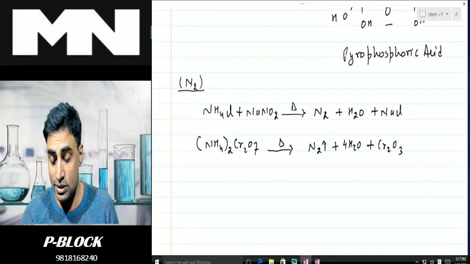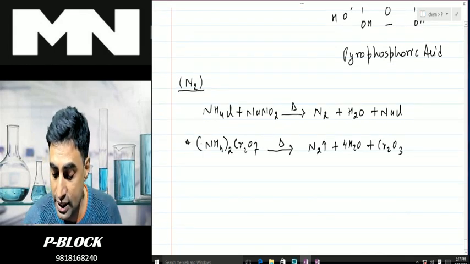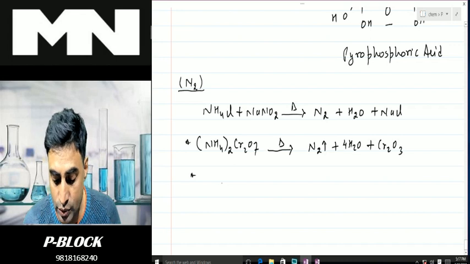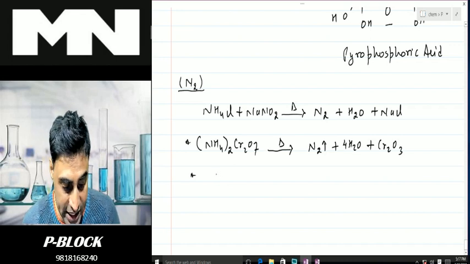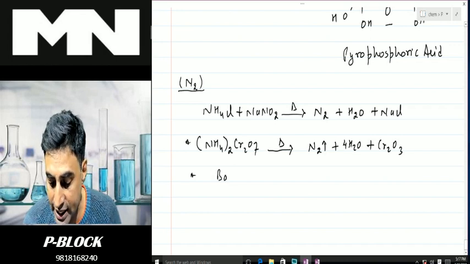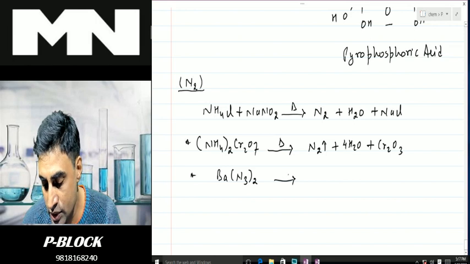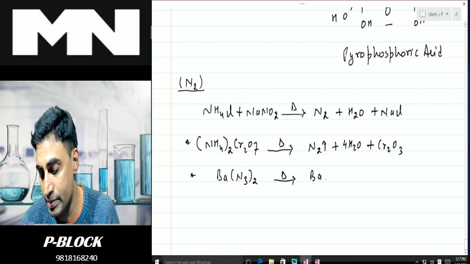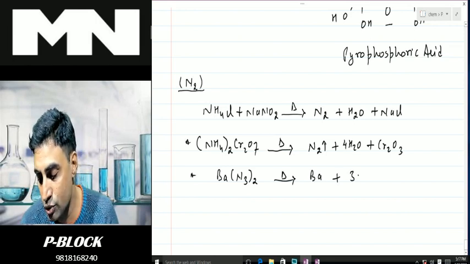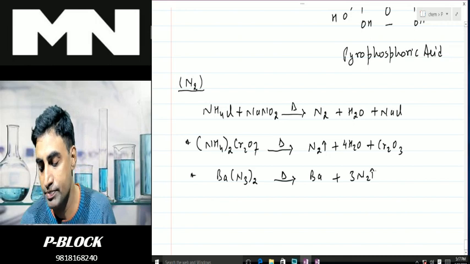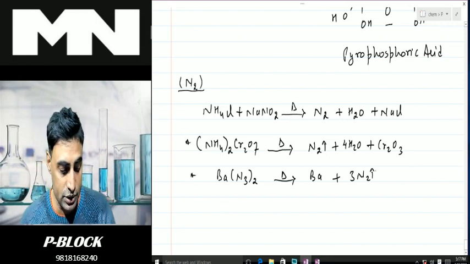The third method is another very important one, that is by decomposition of barium azide, that is Ba(N3)2. If you heat it, it will undergo decomposition to give you barium plus 3 moles of nitrogen gas. So this is how you can prepare nitrogen.